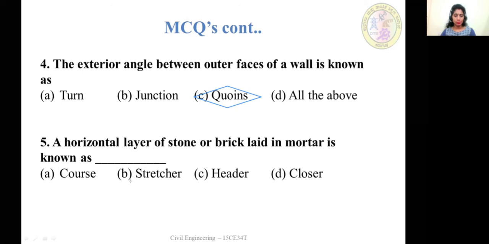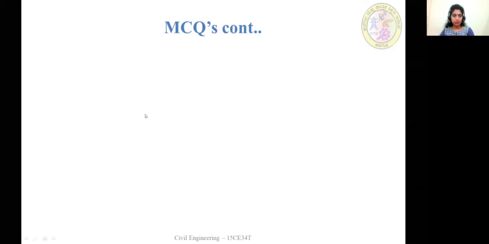I'm explaining now. Option B is stretcher. Stretcher is the longest side of a brick. This cannot be our answer. And option C is header. It is the width of a brick. Again, it cannot be our answer. And option D is closer. Closer means it is a cutting of a brick. Okay, this cannot be our answer. So what is the right answer? See, option A is our right answer. Moving on to the next question.